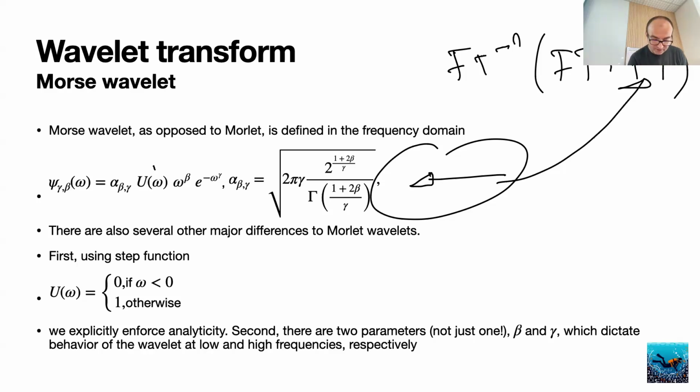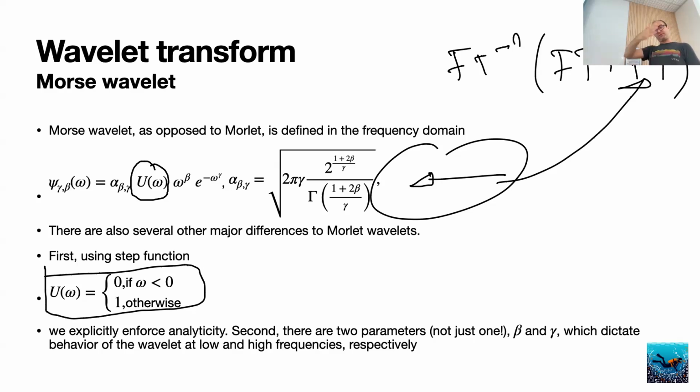Well, this is the key part. It has this function. It says, if you go below 0, it's 0. If it goes above, it's 1. So we have this like a cutoff. This function never goes in negative frequencies.